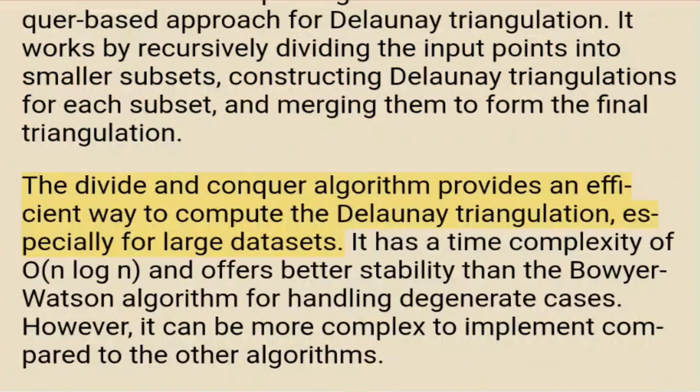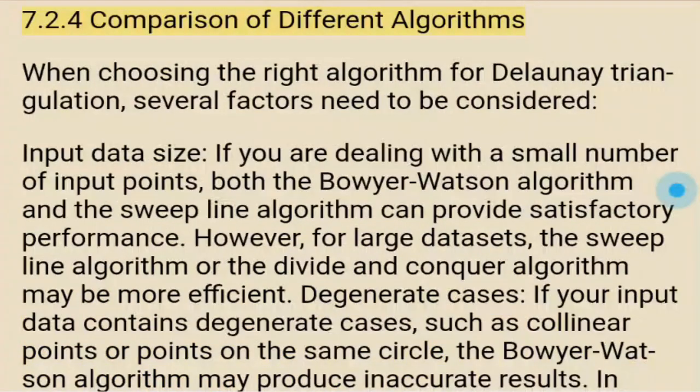The divide and conquer algorithm provides an efficient way to compute the Delaunay triangulation, especially for large datasets. It has a time complexity of n log n and offers better stability than the Bowyer-Watson algorithm for handling degenerate cases. However, it can be more complex to implement compared to the other algorithms.